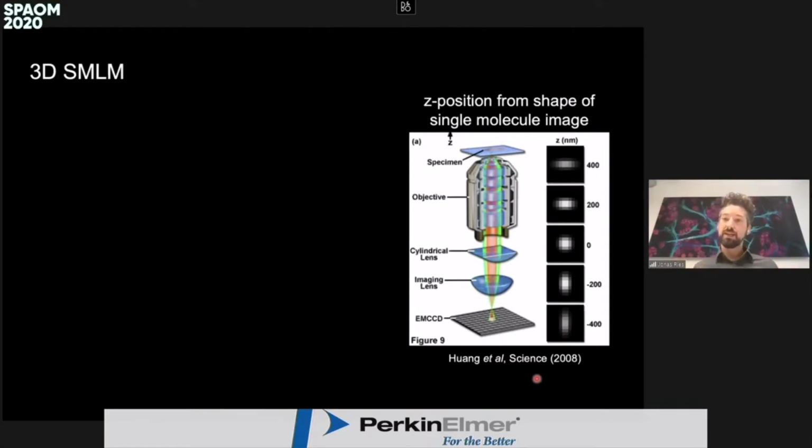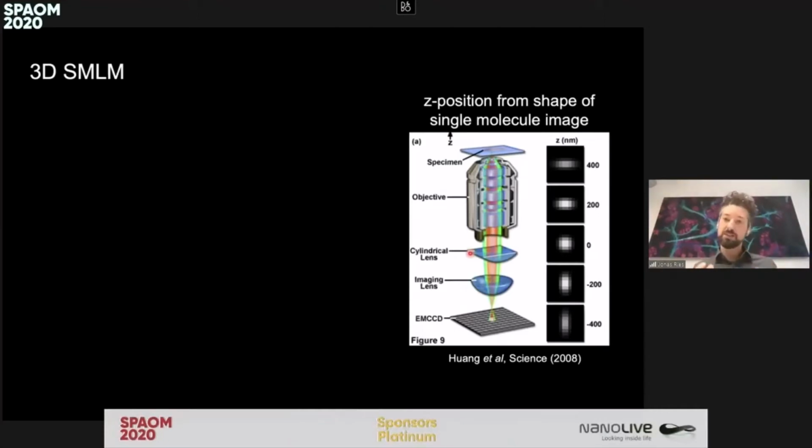This is usually done after introducing some aberrations, in this case, after inserting a cylindrical lens that leads to astigmatism and these kind of elliptical point spread functions. Then by just looking at how these point spread functions look, what's the aspect ratio of these ellipses, we can calculate back Z. There are many variations of this approach, but what they all have in common is that they're quite robust and also easy to implement, but also that the Z resolution is not perfect, and especially in the beginning, the Z resolution was not as we hoped it to be.